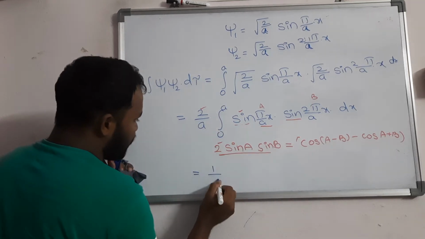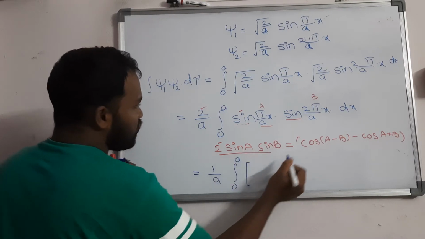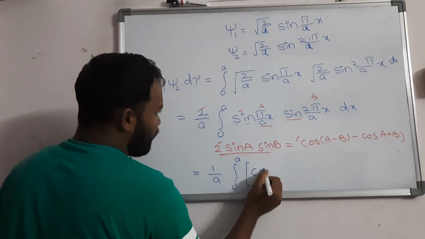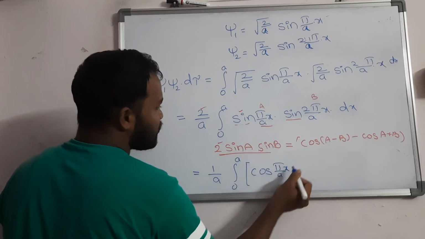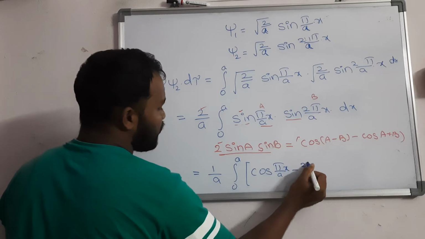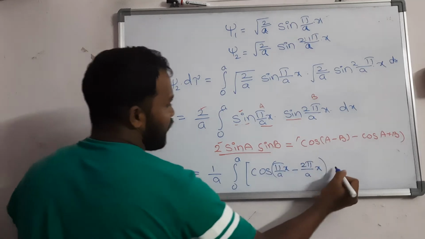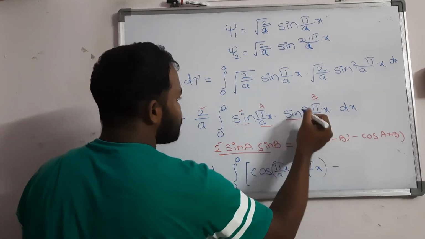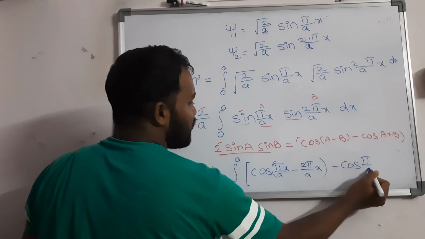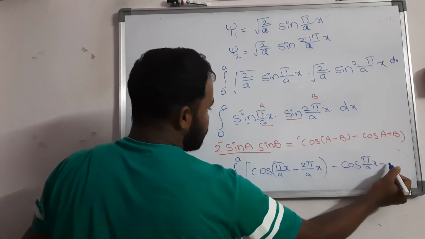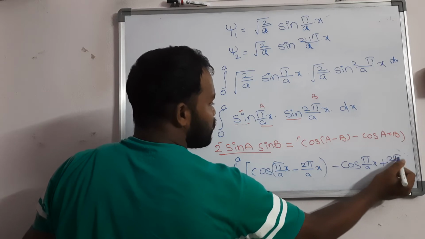So you get 1 by a into the integral from 0 to a of cos of (a minus b), where a is pi by a into x and b is 2 pi by a into x, minus cos of (a plus b), that is pi by a into x plus 2 pi by a into x.